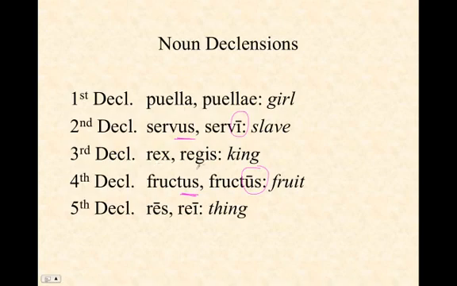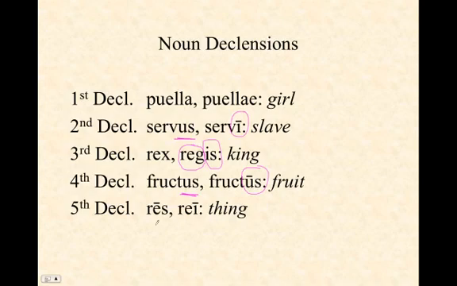This second ending, the genitive singular, is going to give you the root on which all of the other endings is placed. And so reg is very possibly going to be the form you have when you're reading. And the genitive singular of third declension is is.